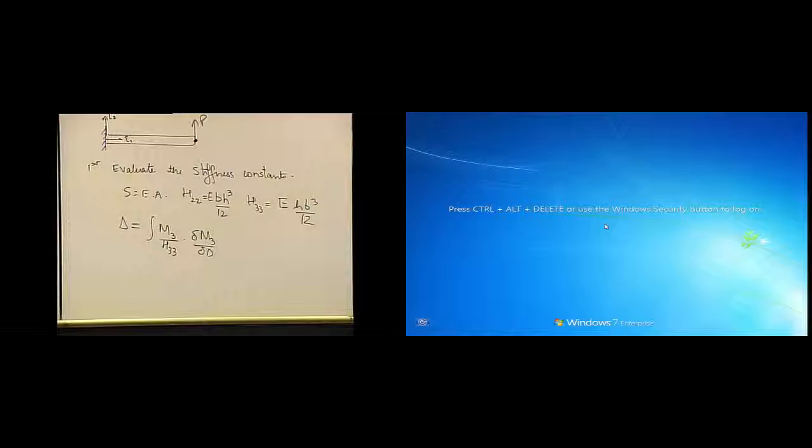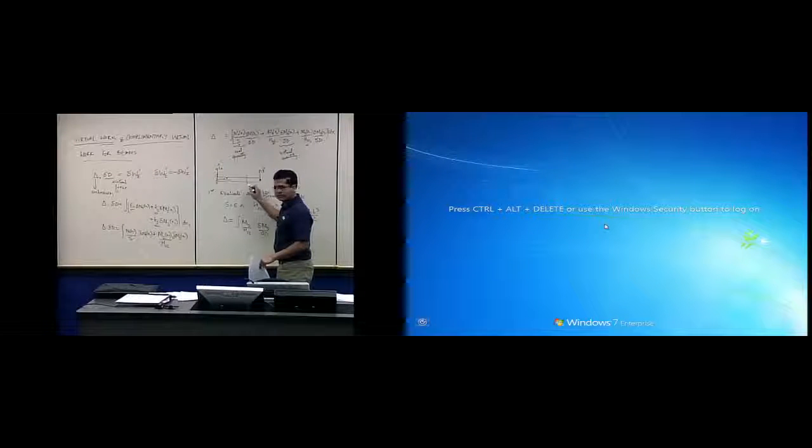Okay, so I need to evaluate two things. One is the real moments which are generated by the force P, and one is the virtual moment by the load delta D, which is the virtual force here, right? So I know that moment M3 can be evaluated by just making a cut in this expression. So M3 of x1 is equal to P times (L minus x1), as we saw in the problem which we just solved in the class. This is due to real forces.